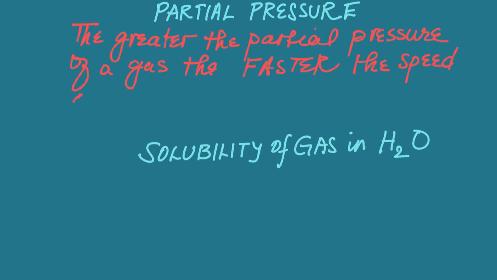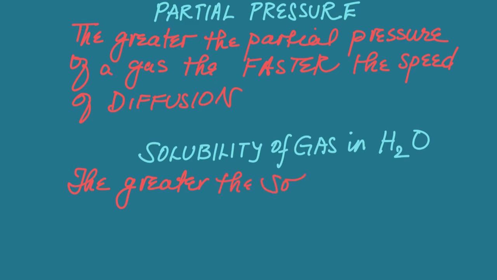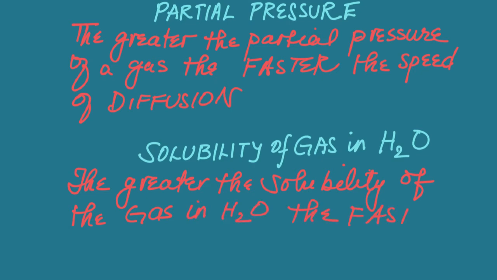However, that is not the case because nitrogen is not soluble in water under normal conditions. It is oxygen that satisfies both rules. Oxygen has a fairly decent partial pressure, about 21%, and it is also soluble in water, and so it is oxygen that ends up in our tissues.